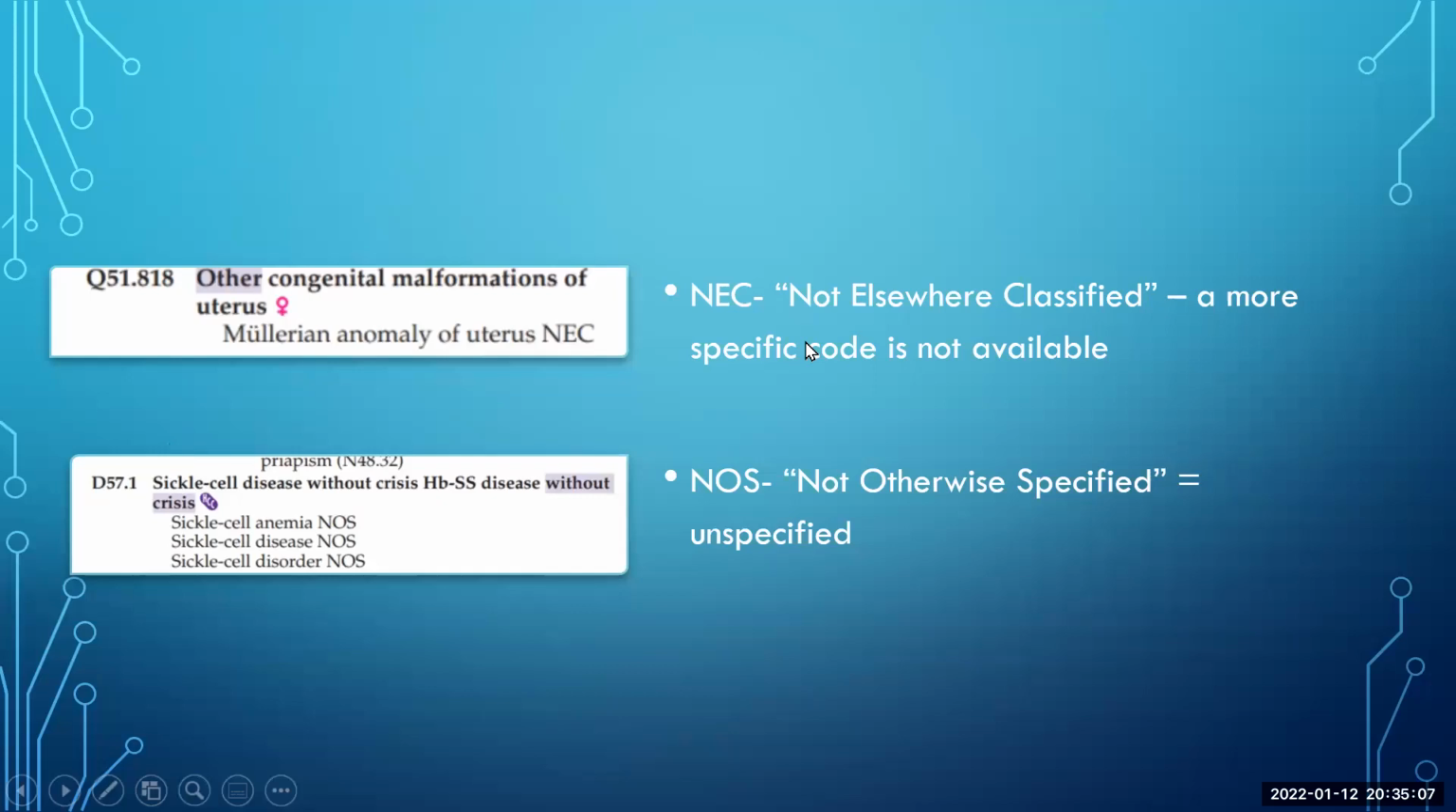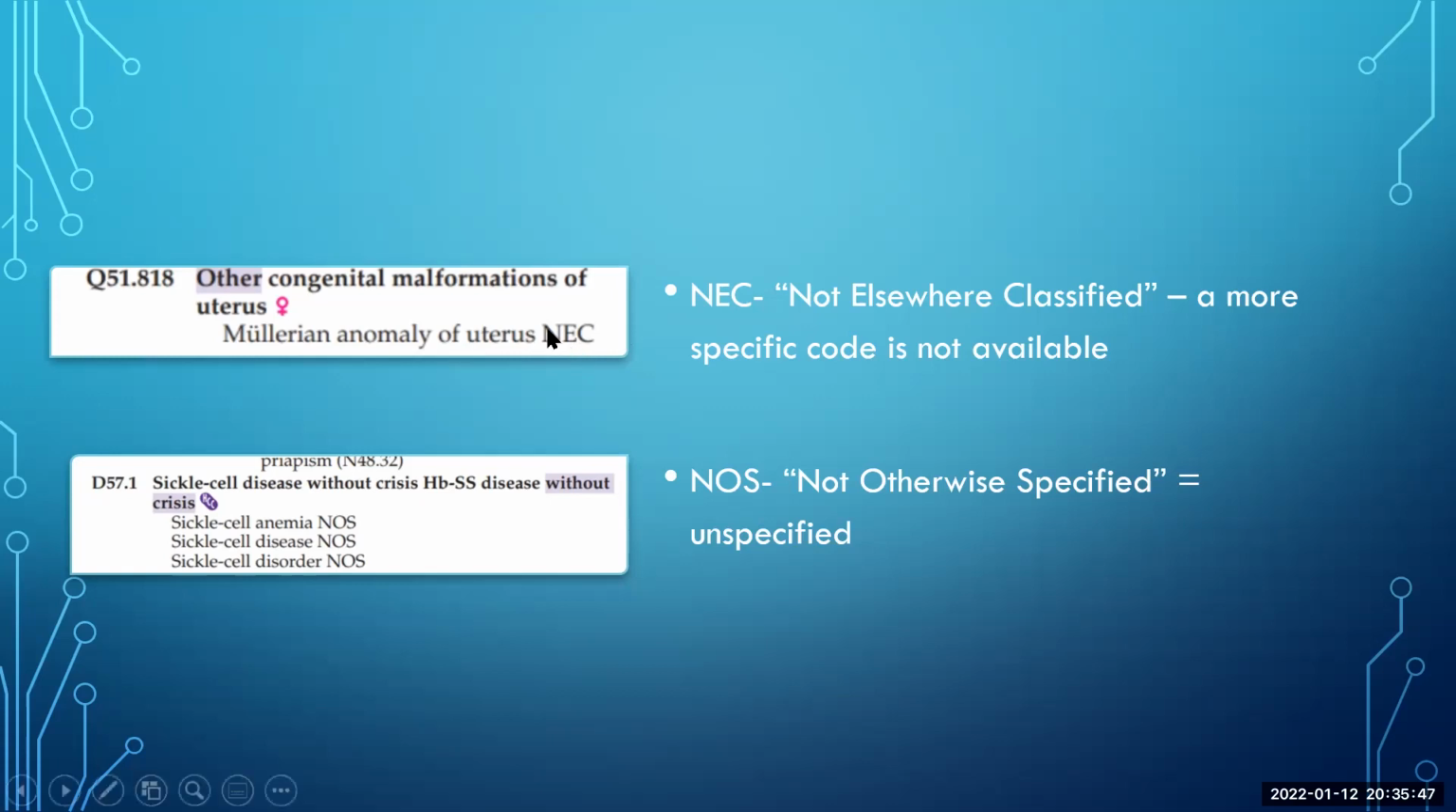NEC, or not elsewhere classified. You also might see not elsewhere classifiable. That means that a more specific code is not available. This means, when you're reading the patient note or maybe just the question in your workbook, it's providing a very, very specific diagnosis, and maybe a code for that specific diagnosis does not exist, but something very similar exists. And we're using this NEC as a catch-all for all the very, very similar conditions that are covered by this code.